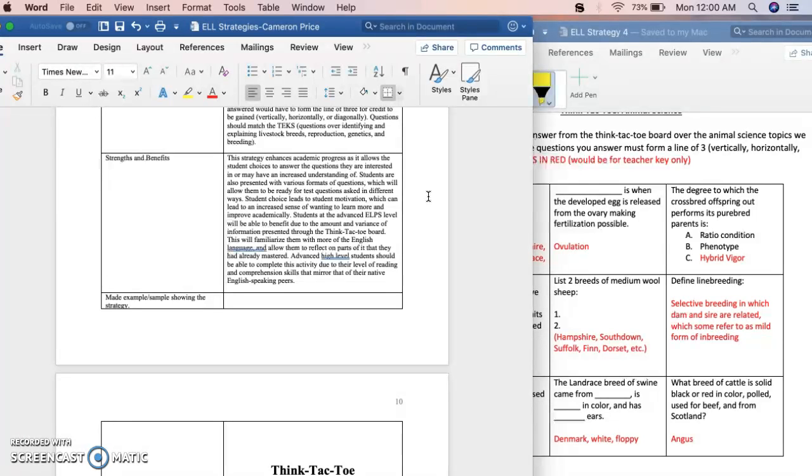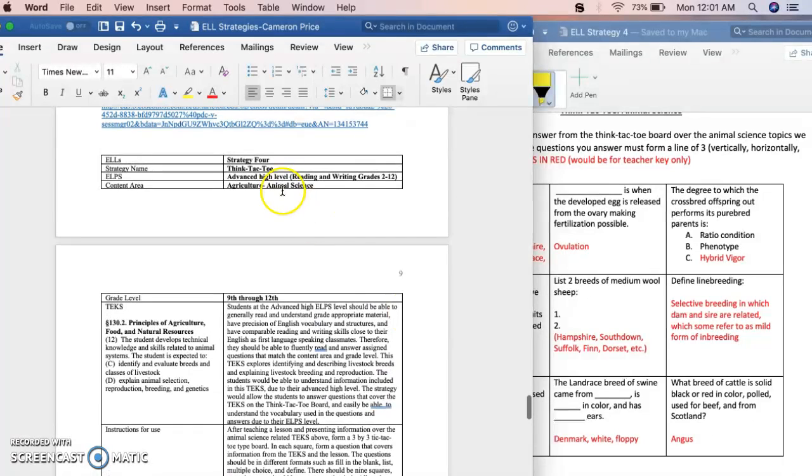And then it's also beneficial because I was reading in an article about Think-Tac-Toe that student choice leads to student motivation, which makes them want to learn and want to improve academically. So being able to choose 3 of these instead of having to do all of them might motivate them because they're getting to choose. They're getting to choose, like, hey, I get to do this. I don't have to do all of them, so it's not going to be completely boring, or I get to show what I know. It'll also familiarize them with more of the English language through different terms and vocabulary, and they should be able to complete this activity due to their leading level of reading and comprehension skills at this advanced high level.